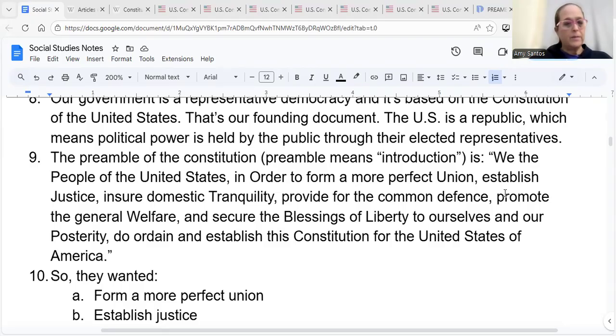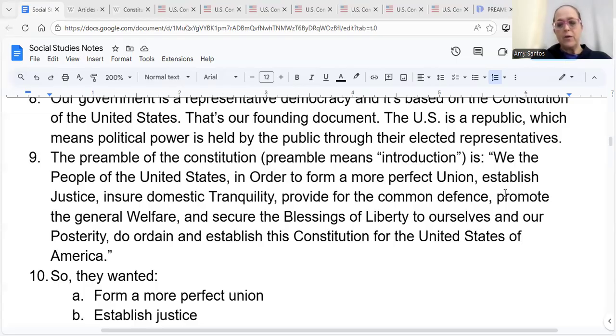So the preamble of the Constitution. Preamble means introduction. It is: We the people of the United States, in order to form a more perfect union, establish justice, ensure domestic tranquility, provide for the common defense, promote the general welfare, and secure the blessings of liberty to ourselves and our posterity, do ordain and establish the Constitution for the United States of America.